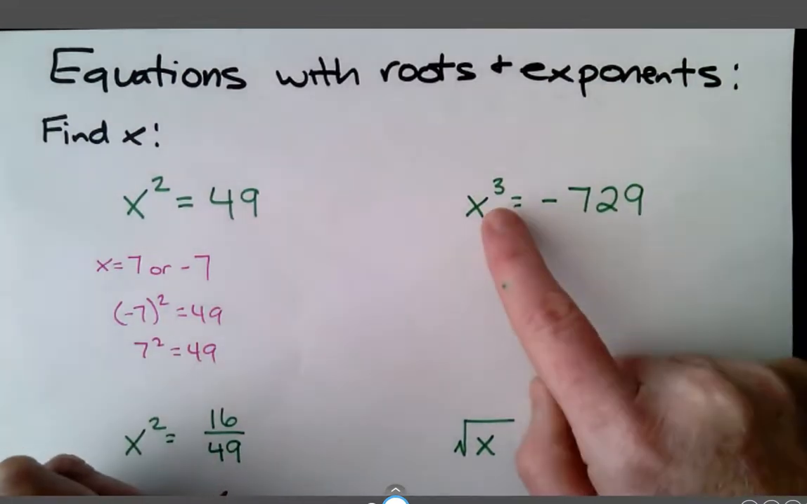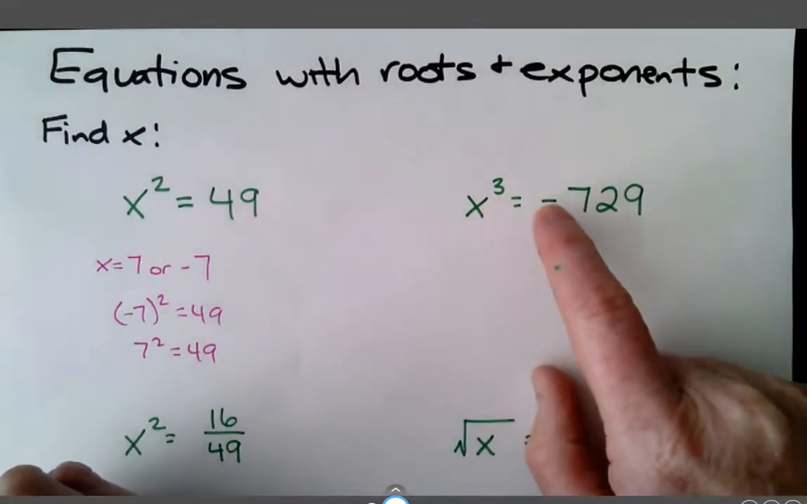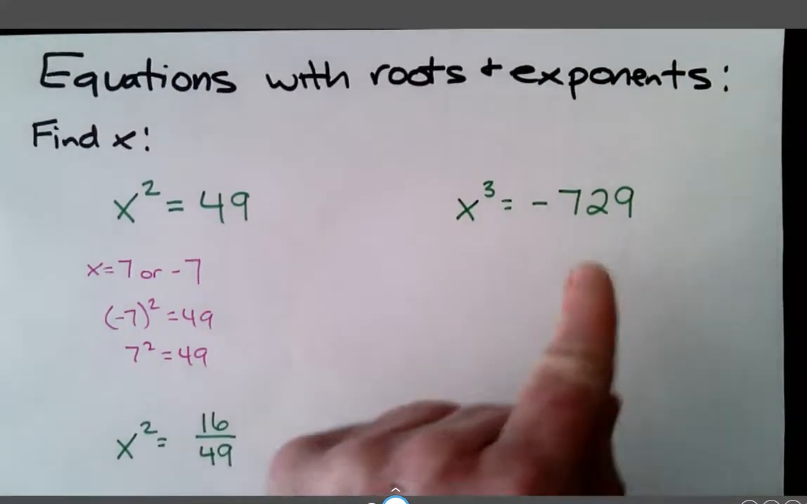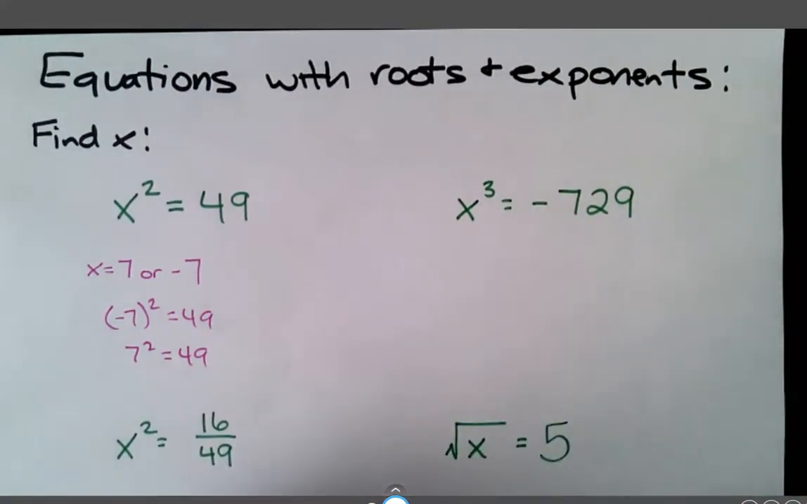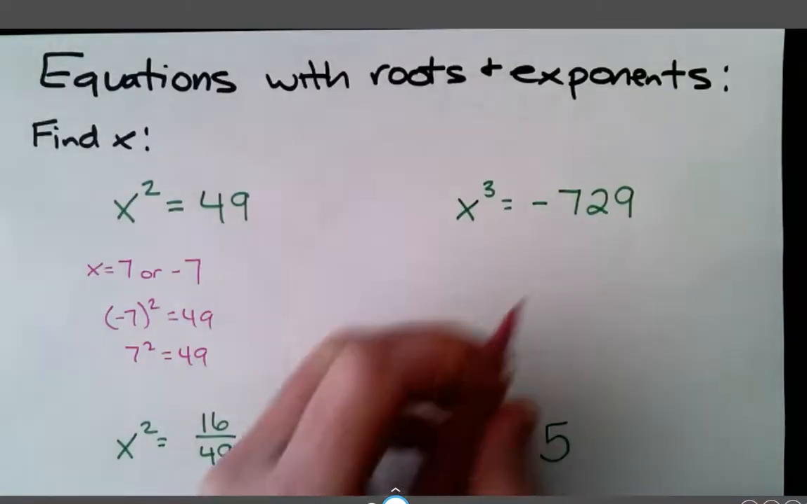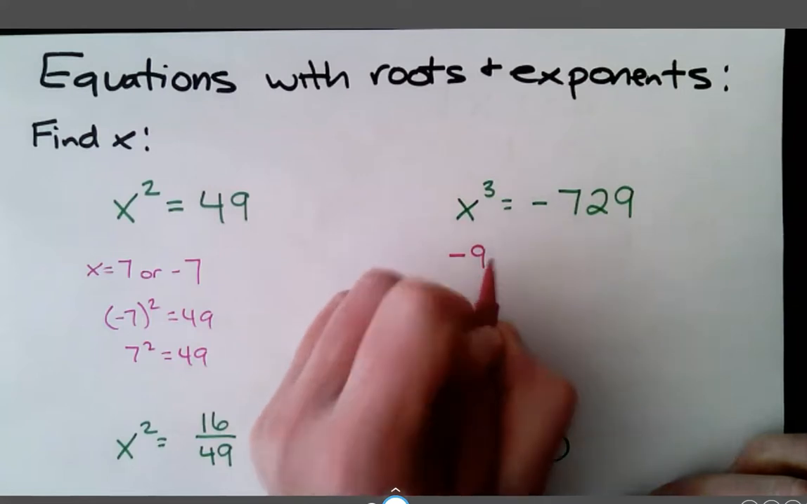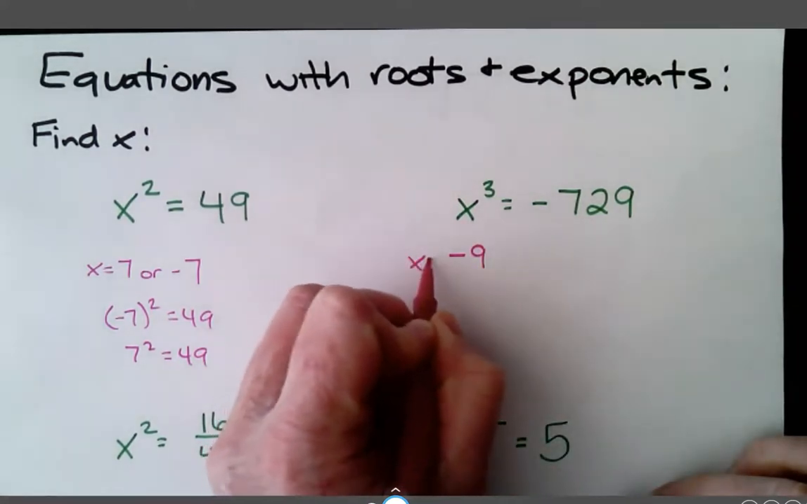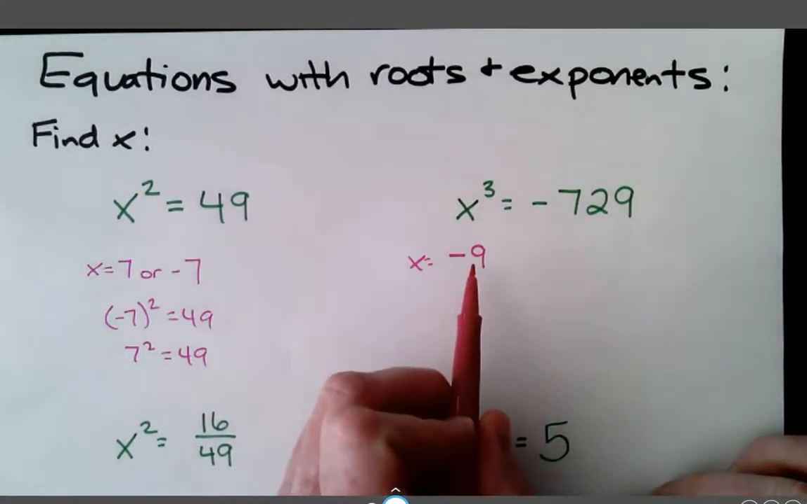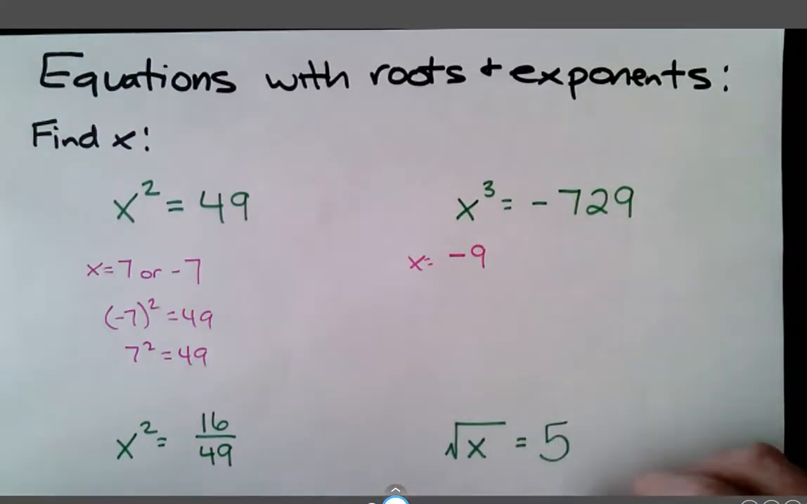Okay. What about the cube root of negative 729? Is there a number that when you cube it gives you negative 729? So you go over to your memorized sheet, 729. Oh, that's 9. So it's got to be a negative 9. Would positive 9 work? Nope, because 9 times 9 times 9 is a positive 729. A negative 9 to the 3rd power is negative 729.